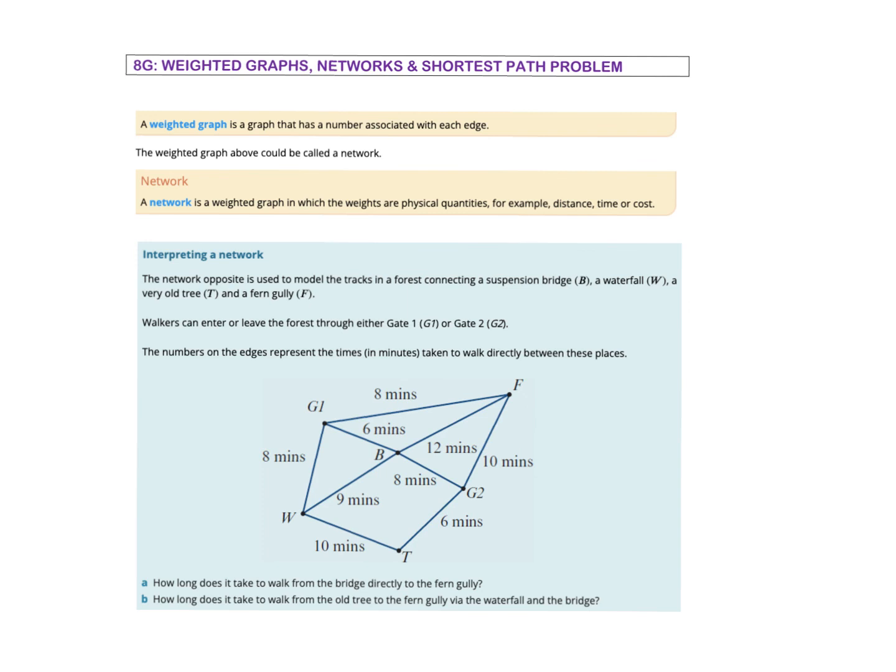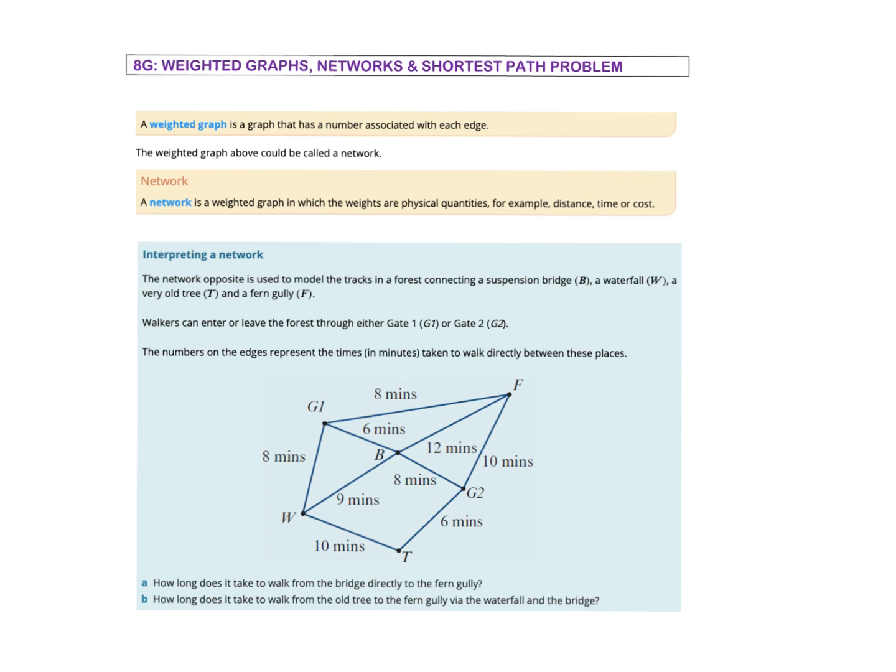So a network is a weighted graph in which weights are physical quantities, for example distance, time, or cost. So let's have a look at this one. The network opposite is used to model the tracks in a forest connecting a suspension bridge, B, a waterfall, an old tree, and a fern gully. Walkers can enter or leave the forest through gate 1 or gate 2. The numbers on the edges represent times in minutes it takes to walk between these places.